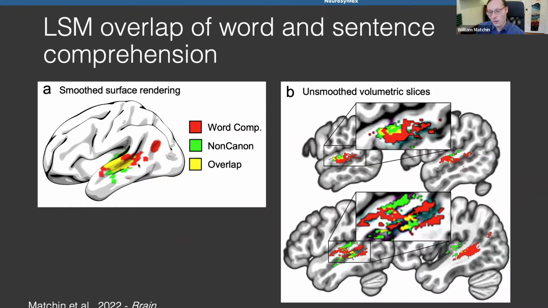And so, in a sense, we can think of this as the updated Wernicke's area based on lesion-symptom mapping, to the extent that we like to use that terminology, Wernicke's aphasia.